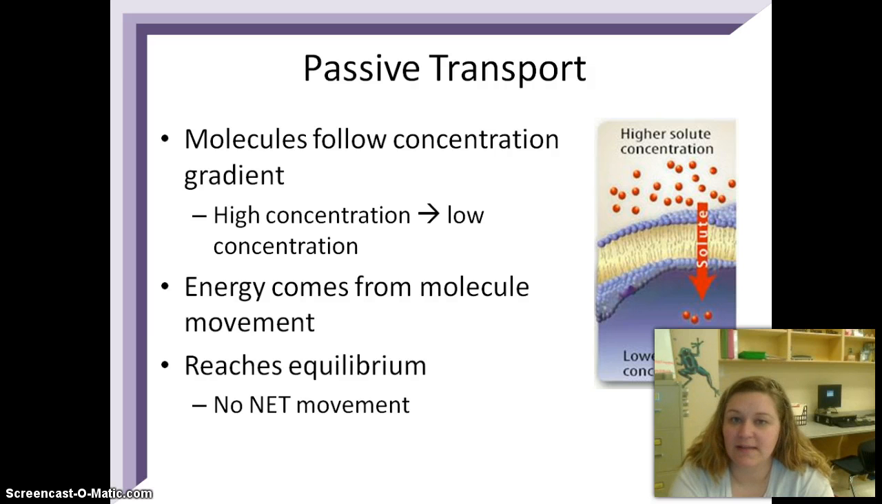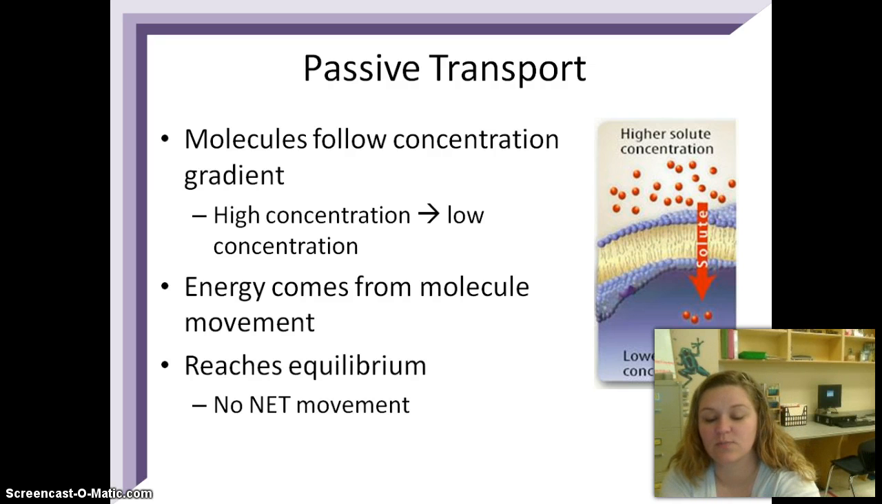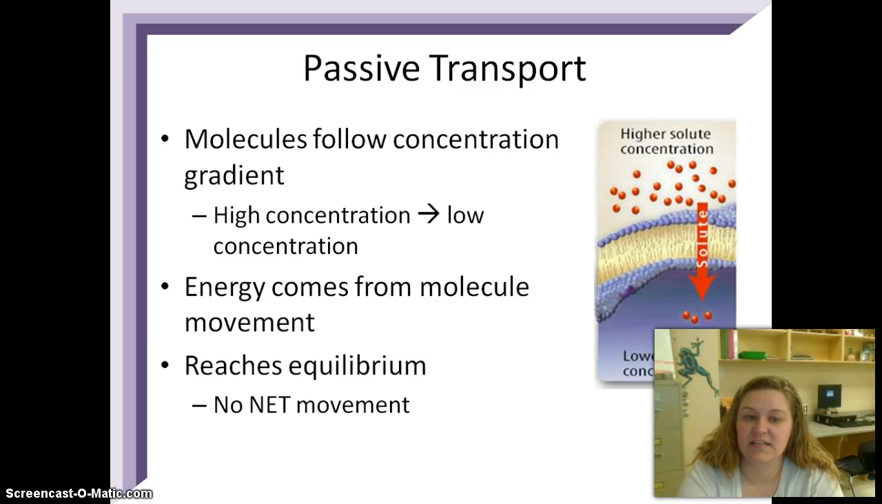Now, there are two different types of transport. The first is passive and the other is active. So we're going to focus on passive transport first. Passive transport is when molecules follow the concentration gradient. So it's when things move from high concentration to low.